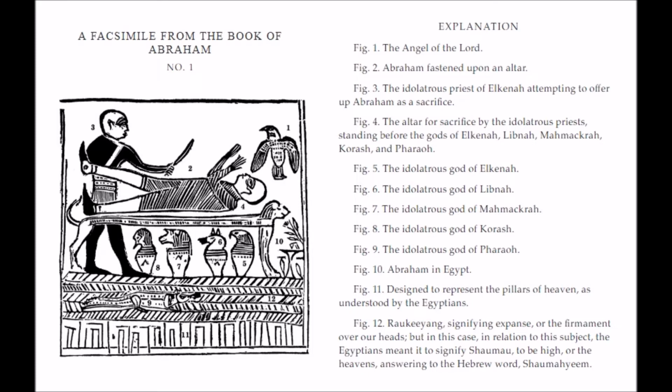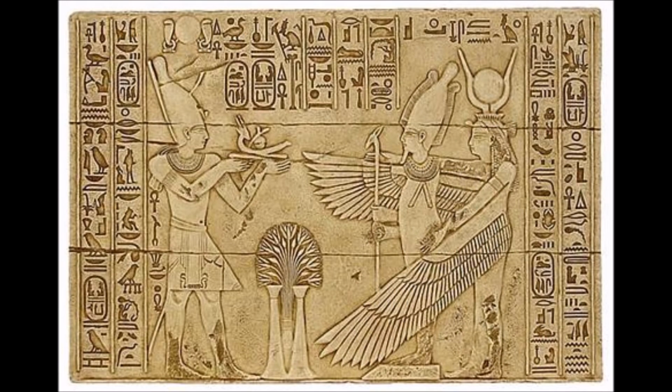Facsimile number 1 says that the drawing of what looks like a dark-skinned man, with pointy ears, I might add, is supposed to be the idolatrous priest of Elkanah attempting to offer up Abraham as a sacrifice. And then underneath this lion-headed couch, these are supposed to be the various gods of this idolatrous priest Elkanah. The gods of Elkanah, Libnah, Mahmackrah, Korash, and Pharaoh is the way it's described in number 4.